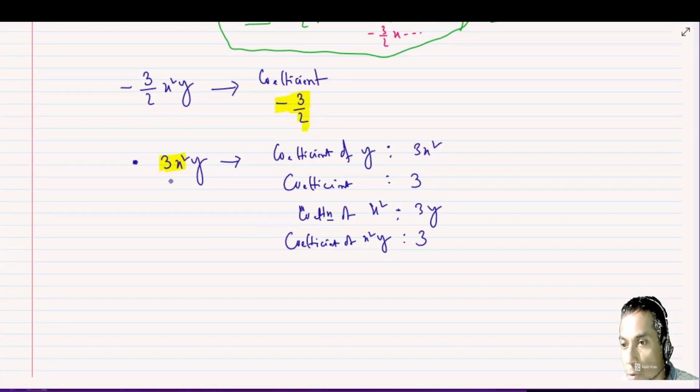So you have to understand, in this algebraic expression, if the question asks the coefficient of some part, then whatever parts remain will be the coefficient of that given part. Clear? Hope it is clear.